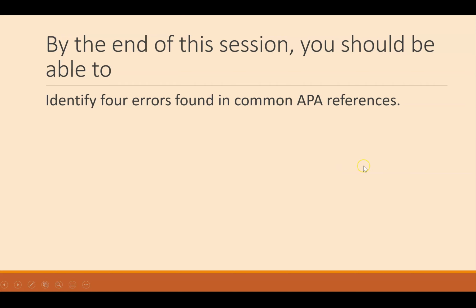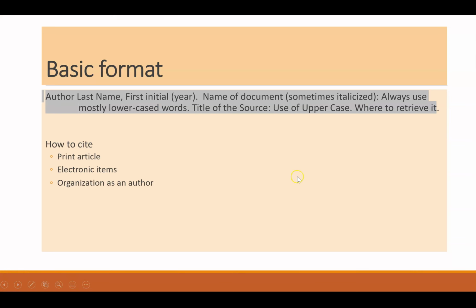By the end of this session, you should be able to identify 4 errors, possibly more, that are commonly found in APA references. So when you look at APA, all APA citations in your reference list will pretty much follow this order. The first thing is the author's last name and first initial with a hanging indent, which means it's all the way to the left, and lines after that are indented.